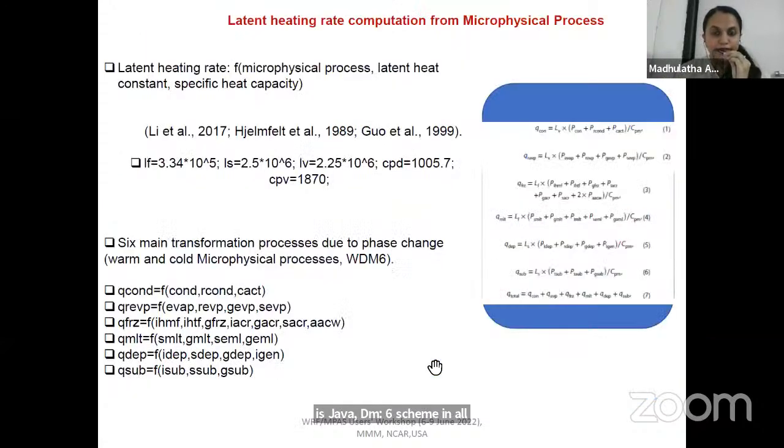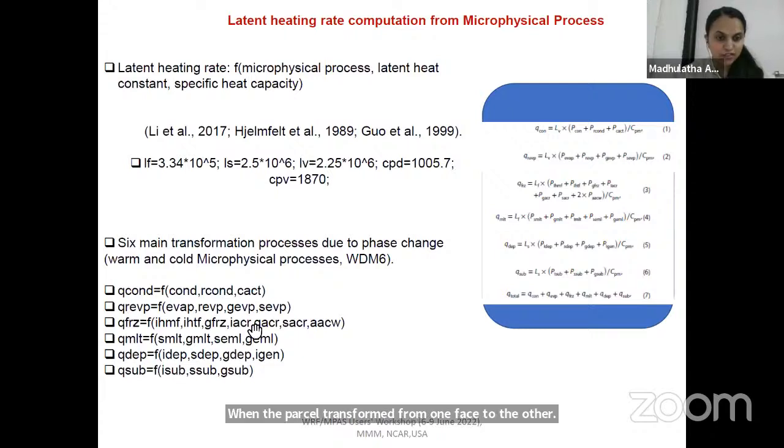in all the domains. The computation of latent heating rate is based on Lee et al. It is a function of the microphysical transformation processes, the latent heat constant, and the specific heat capacity. You can see the formulas here. We considered the basic six microphysical transformation processes: condensation, evaporation, freezing, melting, and sublimation and deposition, which cause latent heat release and absorption when the parcel transforms from one phase to the other.